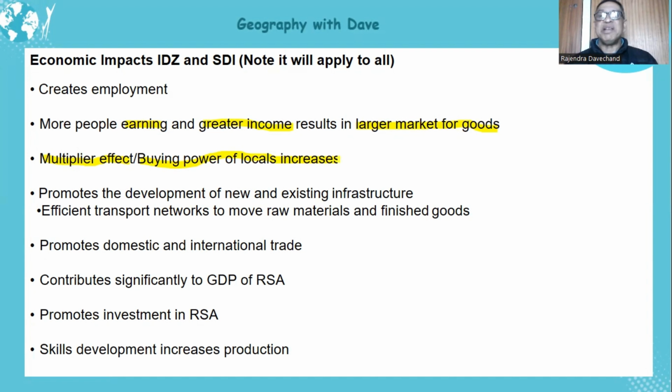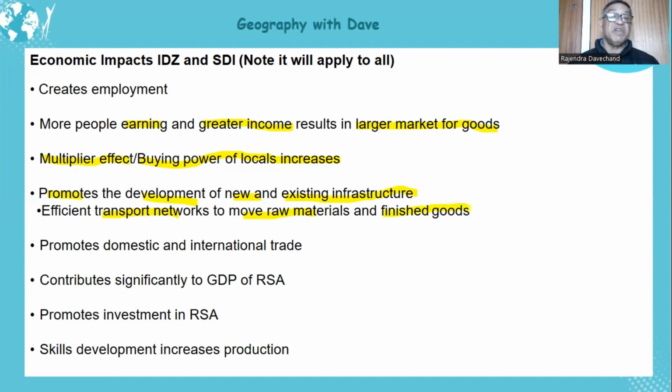All the time, and so many times it will be going through. So the buying power increases. Okay, it promotes development of new and existing infrastructure. All right, because we have those industries that are coming up. We have to build more roads, more effective roads. We have to upgrade roads. I'm talking here especially about efficient transport networks to move raw materials and finished goods.